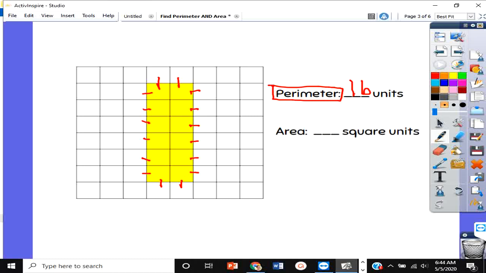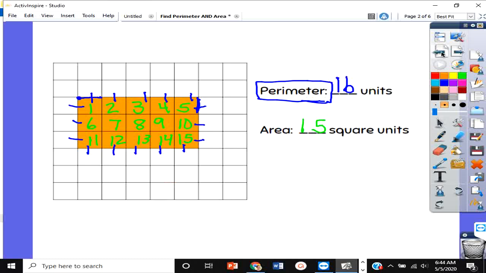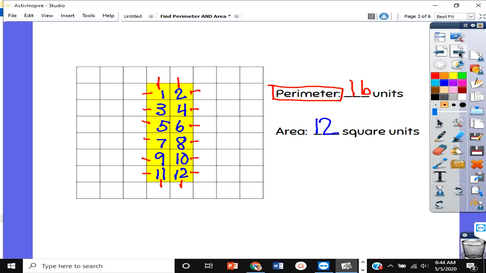So let's go ahead and find how many squares it takes to fill the inside, or the area, of this rectangle. 1, 2, 3, 4, 5, 6, 7, 8, 9, 10, 11, 12. It took 12 squares to fill the inside of that rectangle. So the area of that rectangle is 12 square units. And if you take a look at both this rectangle and the one before it, did you notice it had the same perimeter even though it looked different?